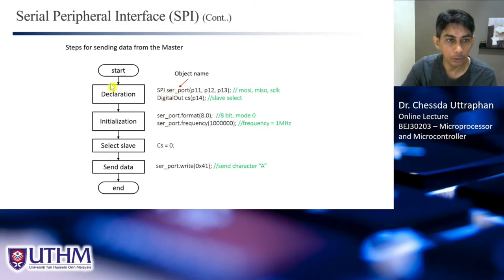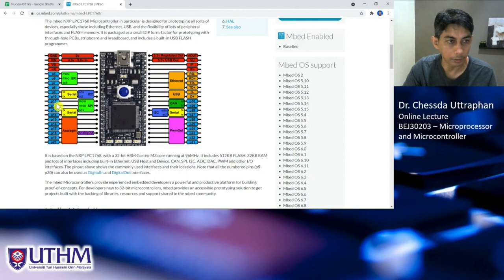First, we need to declare the serial port. This is how we use the SPI library, the SPI API in mbed. SPI, and this is the object name, so it can be any name. In this example we use ser, short name for serial port, and it is configured as P11, P12, P13, where P11 is MOSI, master out slave in. This one is MISO. This one is for the clock.